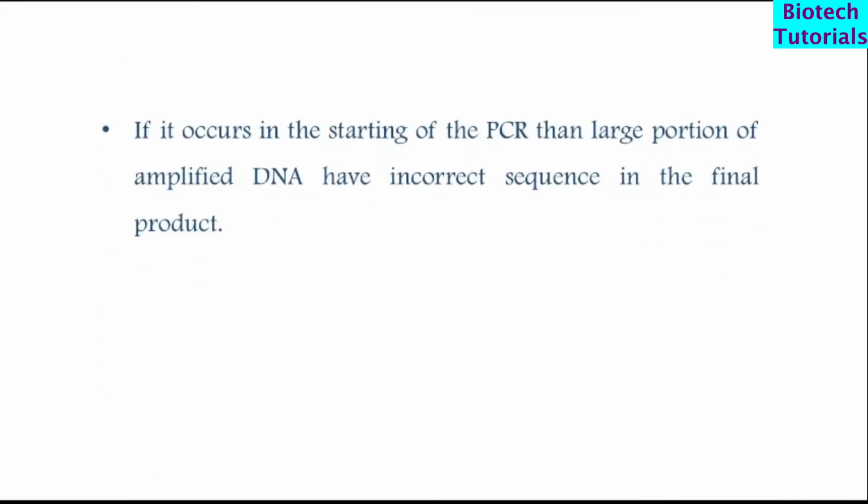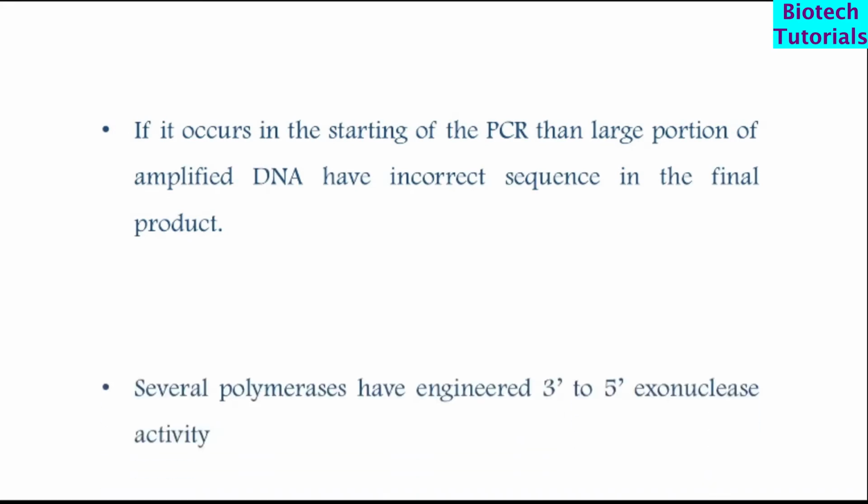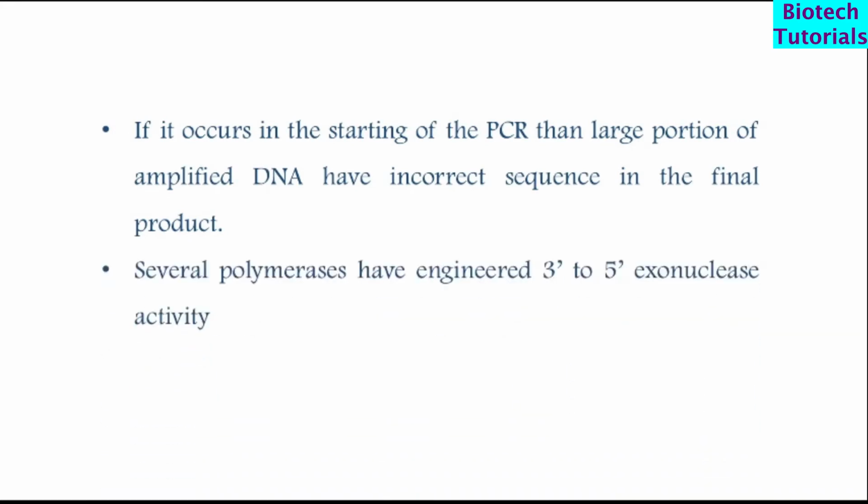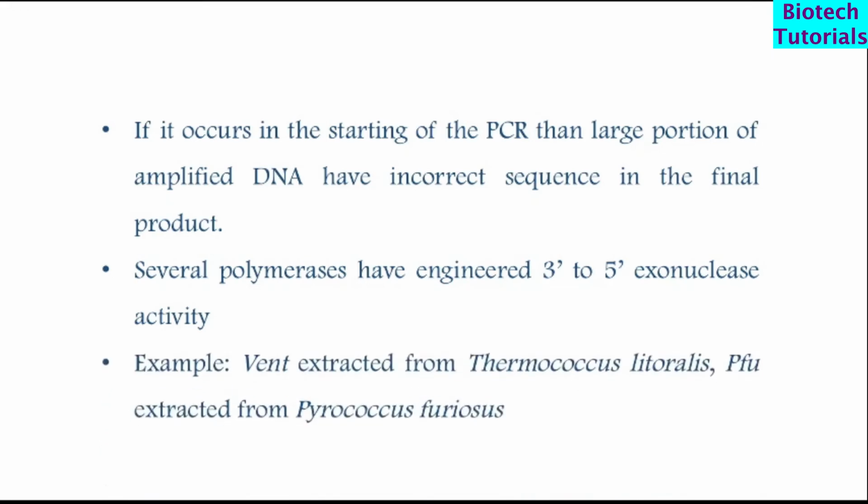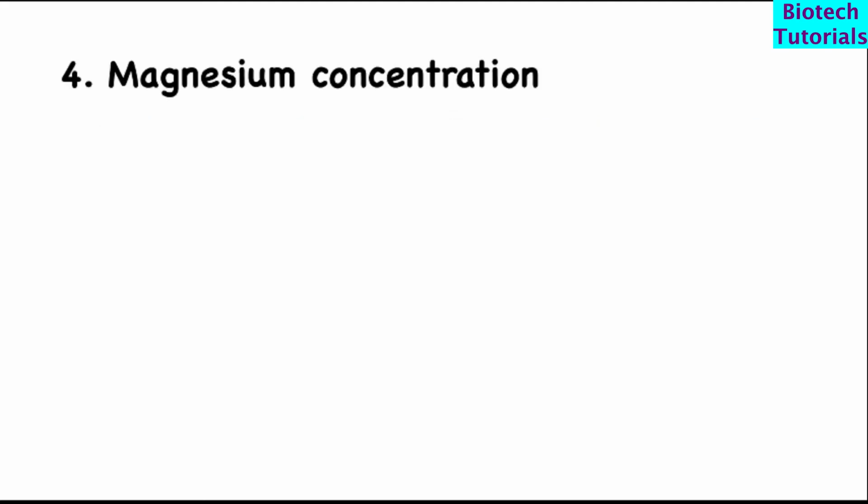If it occurs in the starting of the PCR, then a large portion of amplified DNA has an incorrect sequence in the final product. Several polymerases have been engineered with 3' to 5' exonuclease activity. These are Tli, that is extracted from Thermococcus litoralis, and Pfu, extracted from Pyrococcus furiosus.